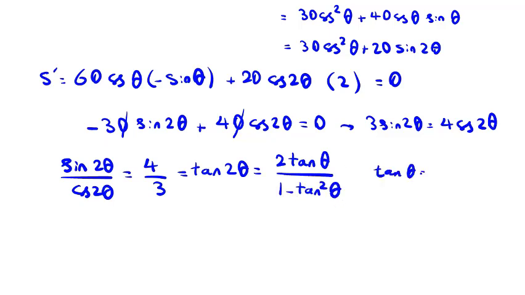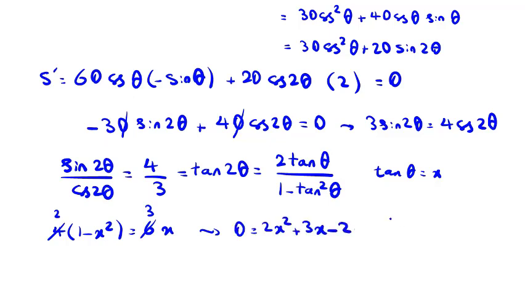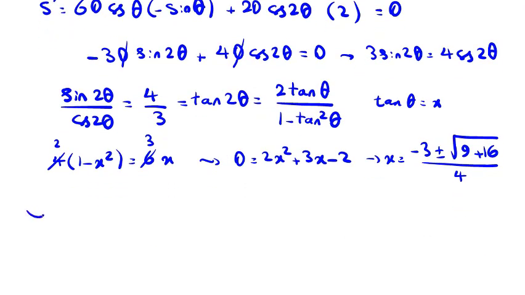So you can say x equals negative 3 plus minus square root of b squared, 9 minus 4ac, which will be 16, over 2a. So we can say now x equals negative 3 plus minus 5 over 4. So it is 5 minus 3 over 4, which will be 2 over 4, or negative 8 over 4, which will be negative 2. We know theta is between 0 and 90, so tangent is positive, so we reject this one. So tangent theta is 1 over 2.